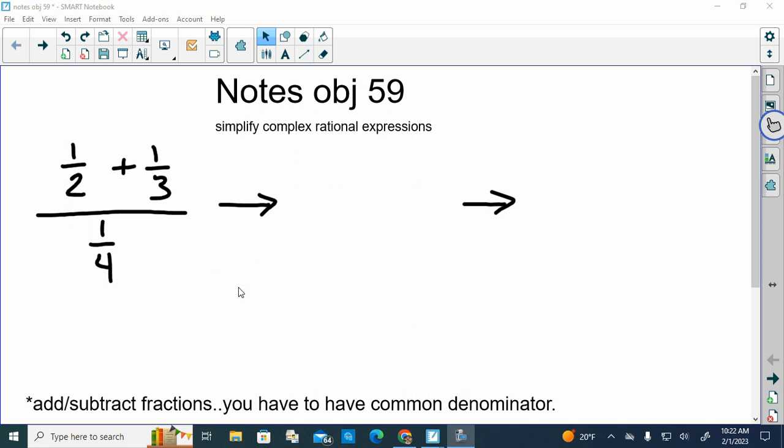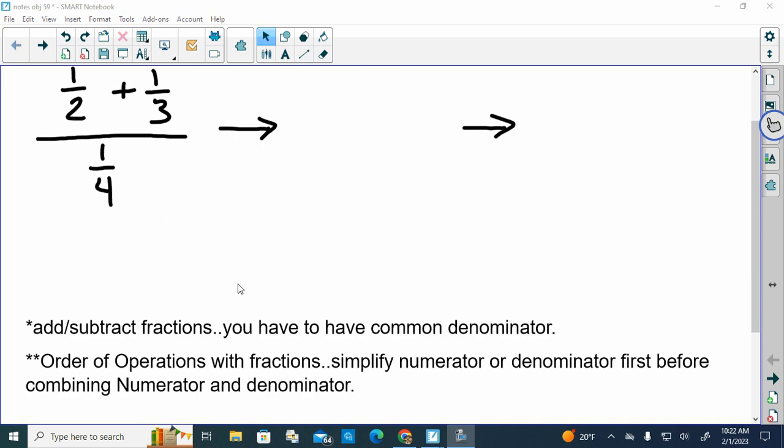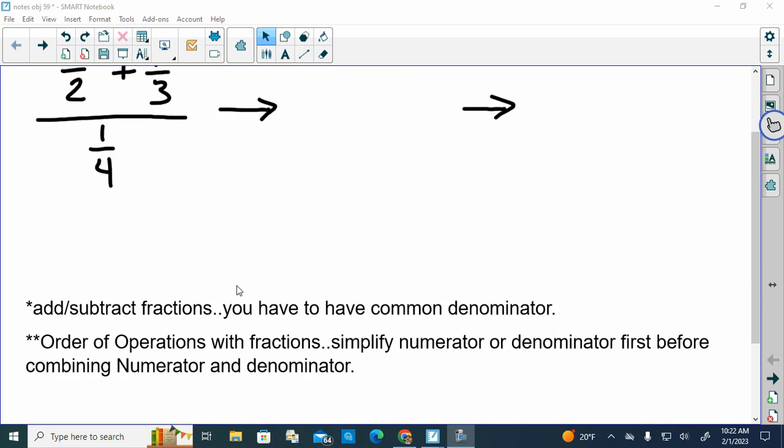Then I'm going to scoot this down. Adding or subtracting fractions, you have to have a common denominator. You want this, right? Yes. And then order of operations with fractions, we need to simplify the numerator or the denominator first before combining the numerator and the denominator.